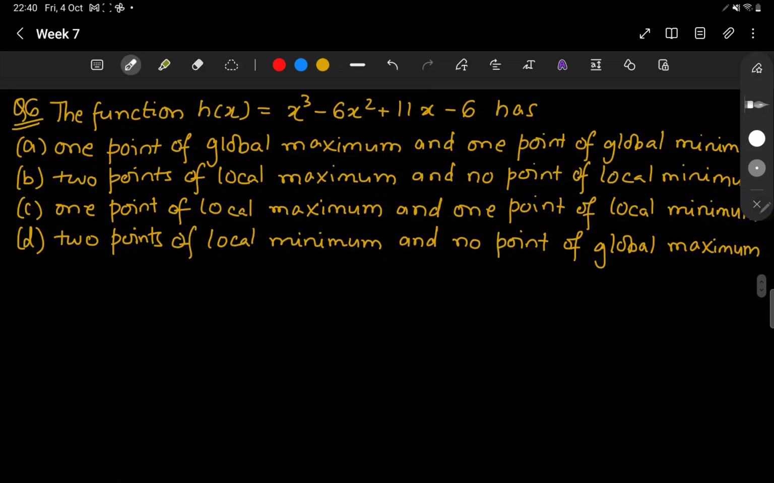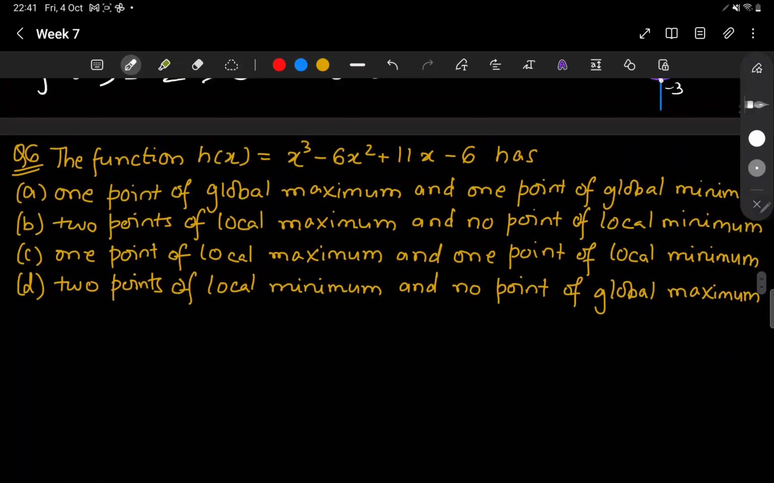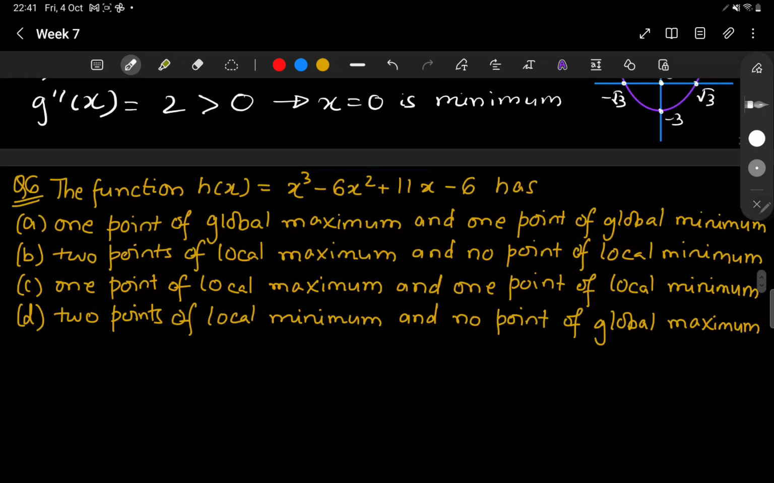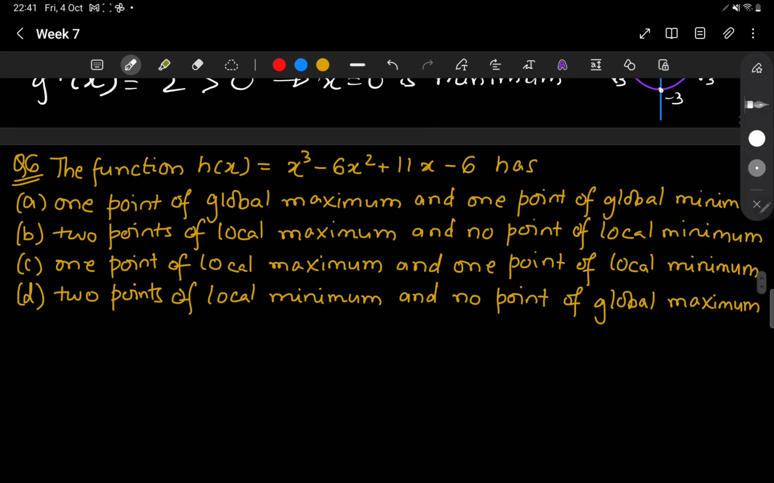Question number 6. The function h(x) equals x cubed minus 6x squared plus 11x minus 6 has, we need to select which option: a point of global maximum and a point of global minimum, 2 points of local maximum and no point of local minimum, 1 point of local maximum and 1 point of local minimum, or 2 points of local minimum and no point of global maximum. Once again, I will refresh and relaunch the poll. Take some time to answer.